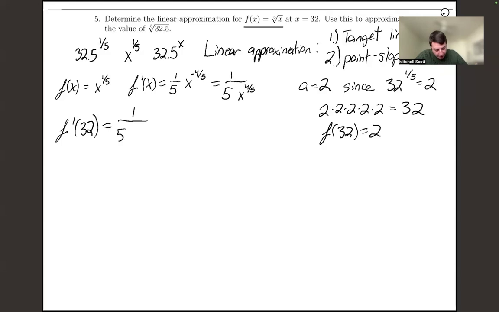So we have 1 over 5 x to the, or 32 to the 4/5. I don't know this off the top of my head, but I do know that this is the same as 1 over 5, the fifth root of 32 to the fourth, right? And I just established that the fifth root of 32 is 2, so this equals 1 over 5 times 2 to the fourth, which equals 16. So that means 1 over 5 times 16.